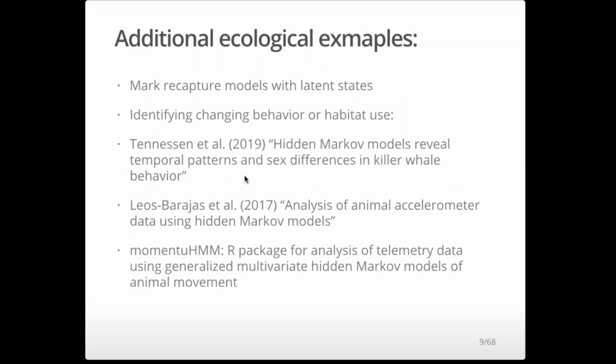When we think about other types of models with latent states, one of the most commonly used are mark recapture models, right? Mark recapture models also have discrete time, but they're different from what MARSS models are doing in that the observations are binomial. They're whether an animal lived or died, or there may be things other than continuous variables.